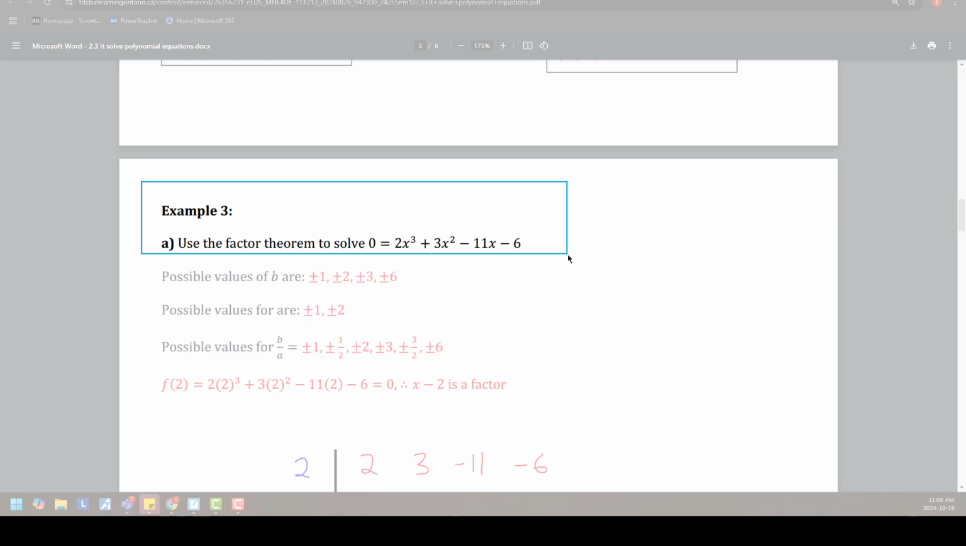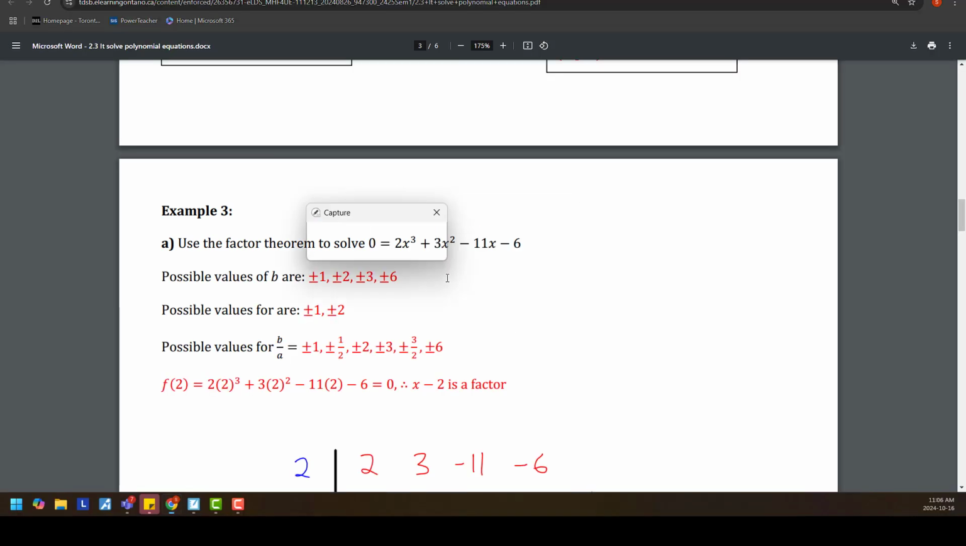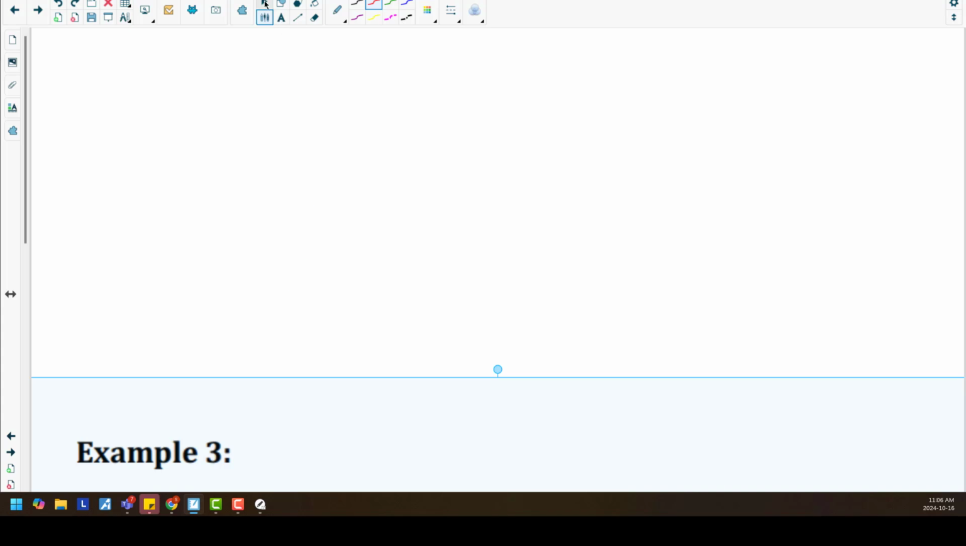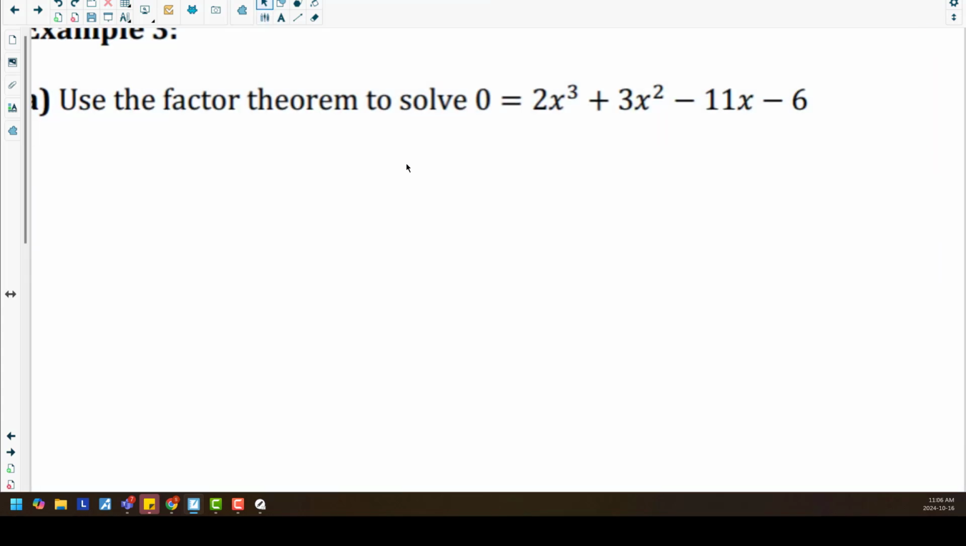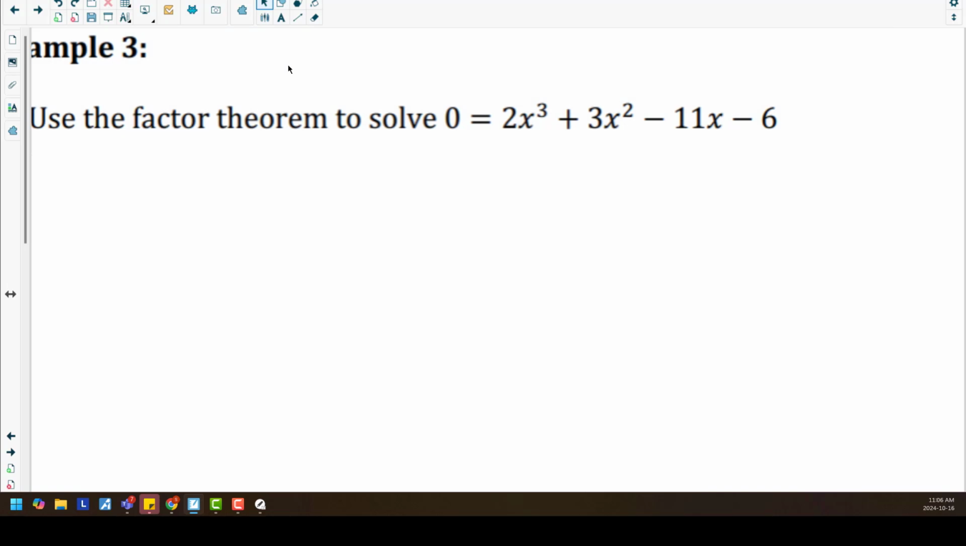Oh, here, maybe I should show you how to do this individually. Okay. So here we're using factor theorem. Now, if you don't remember factor theorem from the previous lesson, all you have to do is look for factors of your a value, which is the leading coefficient, your factor of your constant, and was it b over a or a over b? I always forget.